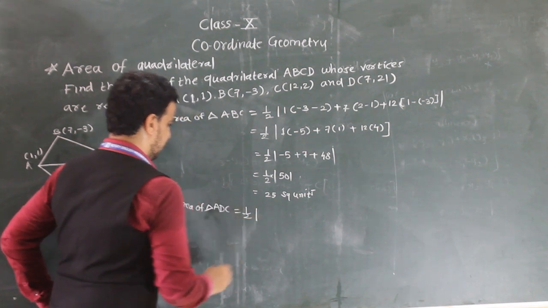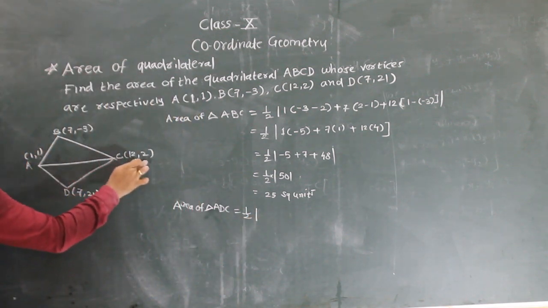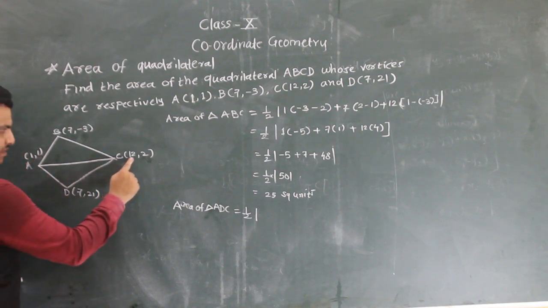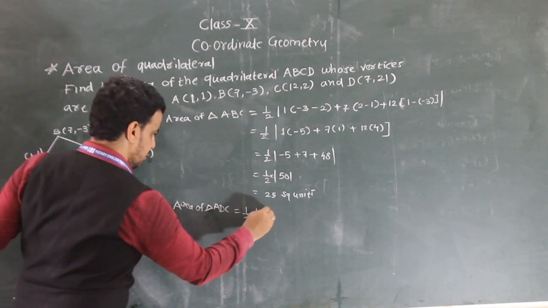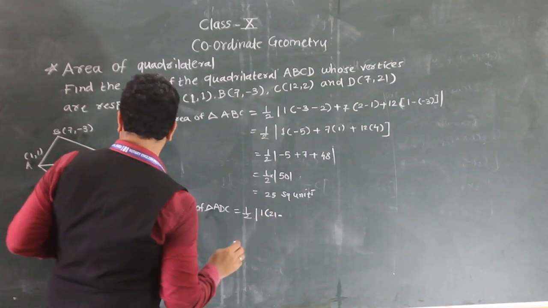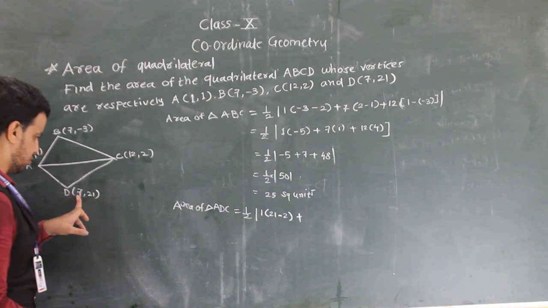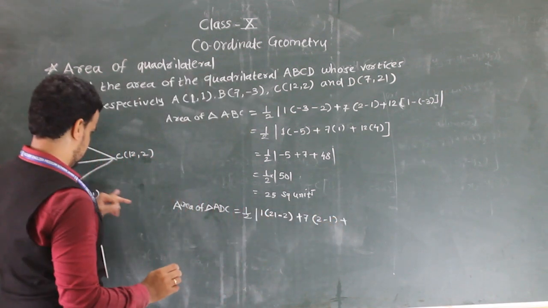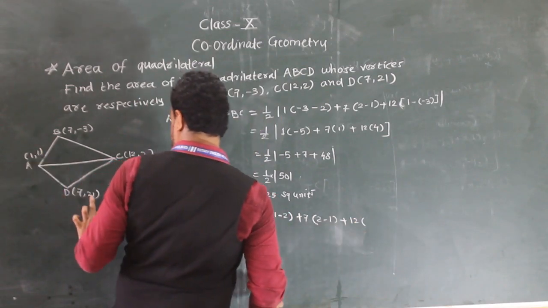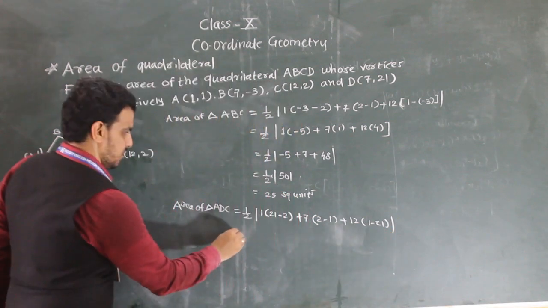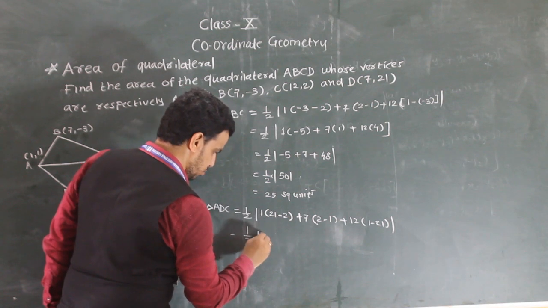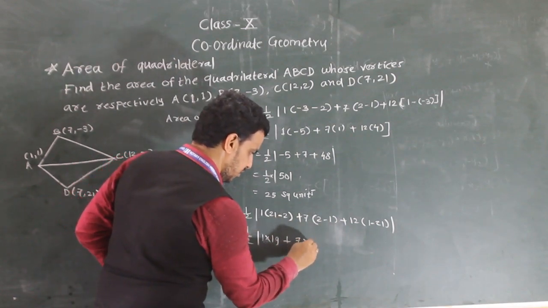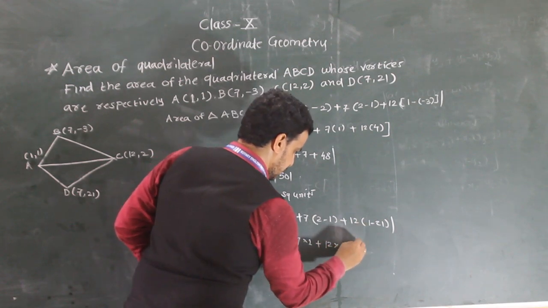Half into mod of, now we can take this as x1 y1, x2 y2, x3 y3. Here I am taking this as x1 y1, this is x2 y2, and this is x3 y3. So half into x1 is 1 into (21 minus 2) plus x2, that is 7, into (2 minus 1), plus 12 into (1 minus 21). So half into mod of 1 into (21 minus 2), that is 19, plus 7 into (2 minus 1), that is 1, plus 12 into (1 minus 21), that is minus 240.